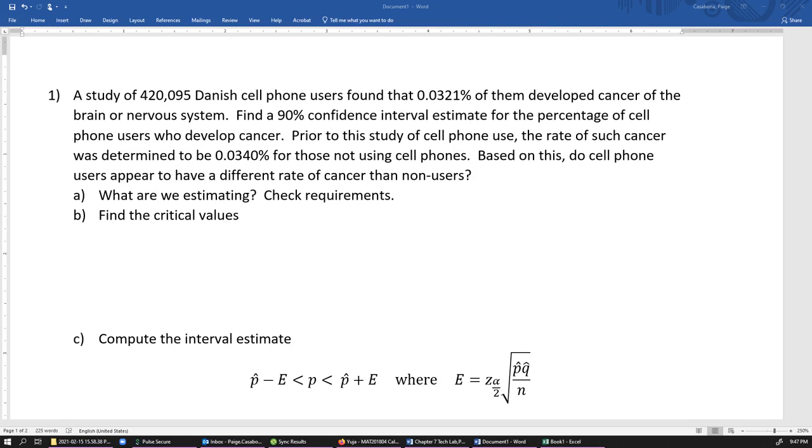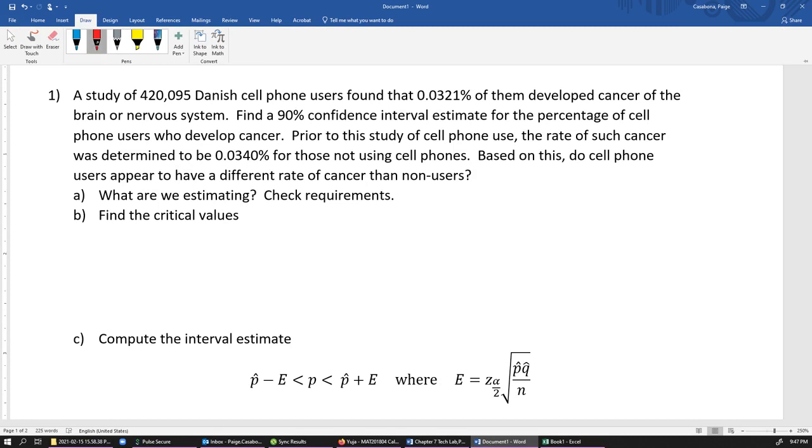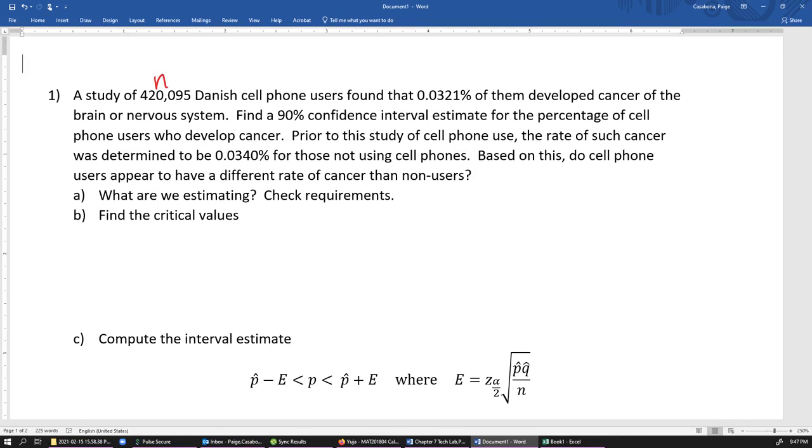So it says that a study of 420,095 Danish cell phone users, so that number there, this is describing the sample. So the size of the sample here, this would be our N, 420,000. And these are cell phone users, and they found that 0.0321% of them developed cancer of the brain or nervous system.